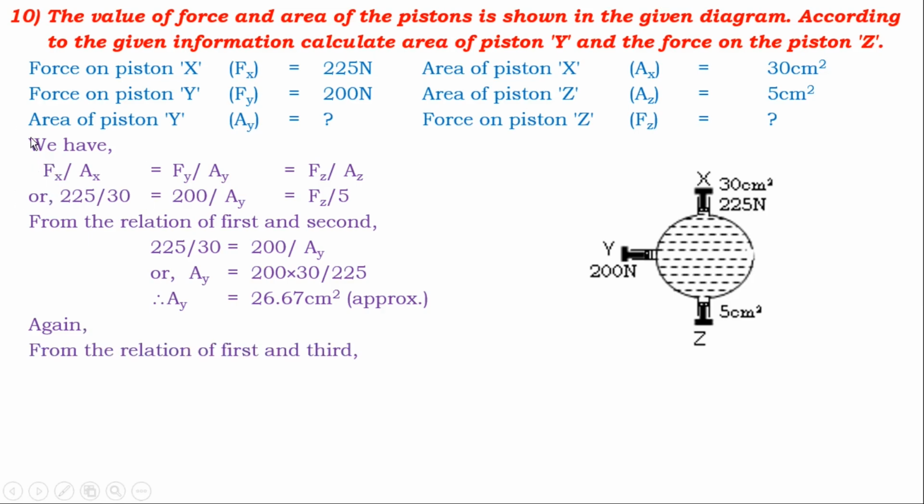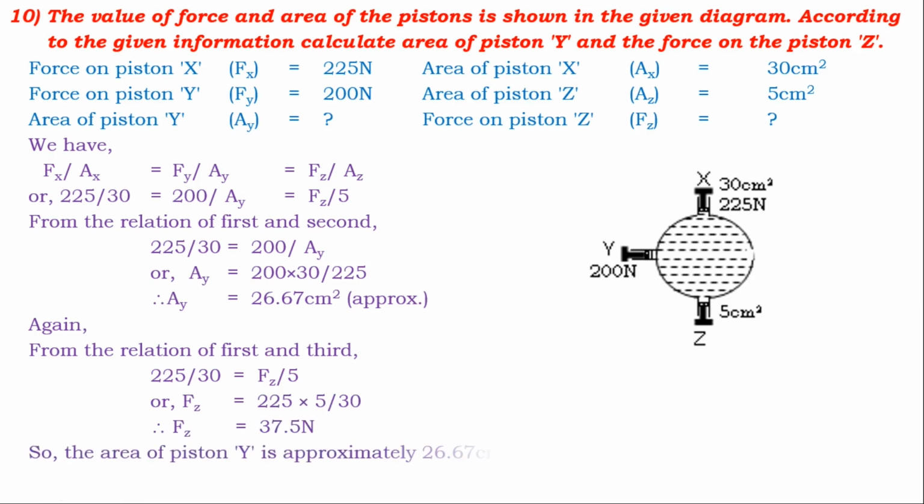Okay, in the same way, now we have to find the other value also, Fz. We can take the relation between first and third, because in the first case we have both the information, in the third case we have only one information, that's why the fourth can be calculated. So 225 divided by 30 equal to Fz by 5. Fz can be calculated. Its value is 37.5 Newton. This way we can solve the numerical problem. Now one sentence for our answer: the area of piston Y is approximately 26.67 centimeters square, and the force on the piston Z is 37.5 Newton.